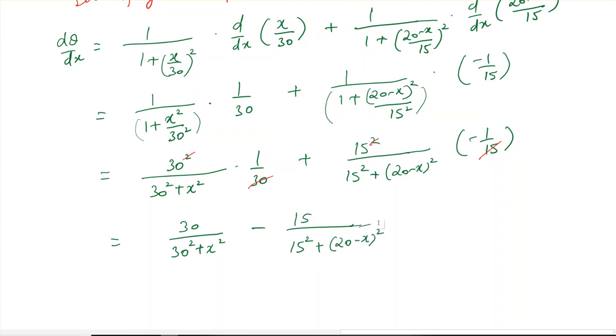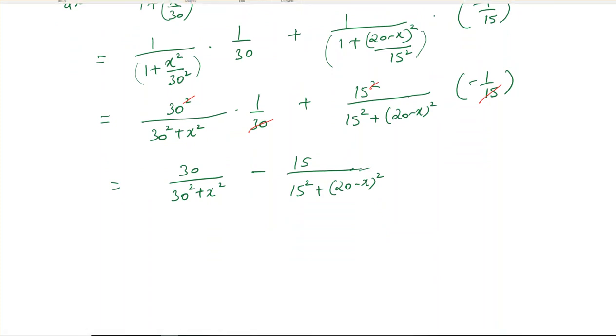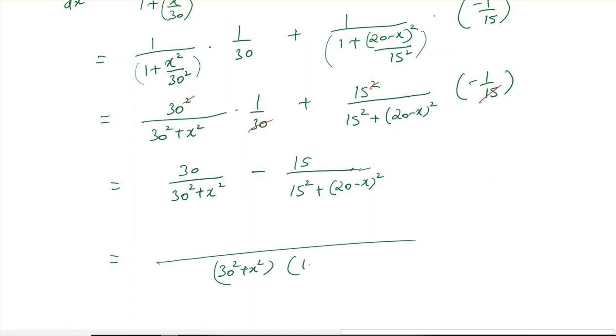Before we set this equal to 0, it's a good idea to add both the fractions together. In order to add them together, we need a common denominator. So what we do here is take the common denominator, which would be the multiplication of both the denominators. Then you use cross multiplication. So 30 times (15 squared plus (20 minus x) squared). Similarly, negative 15 times (30 squared plus x squared).